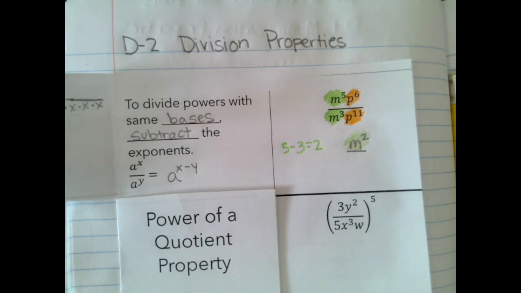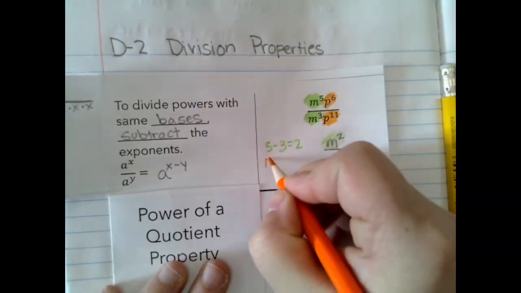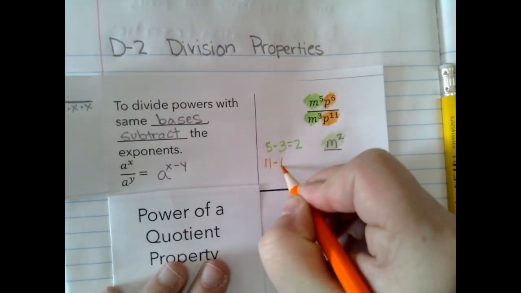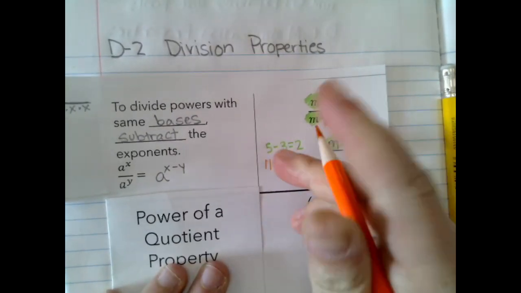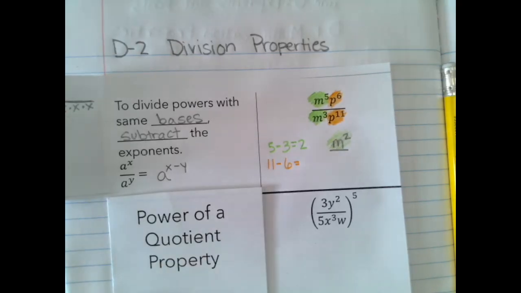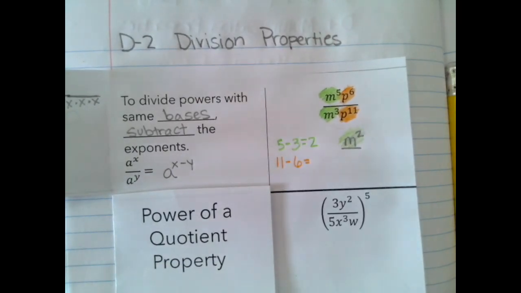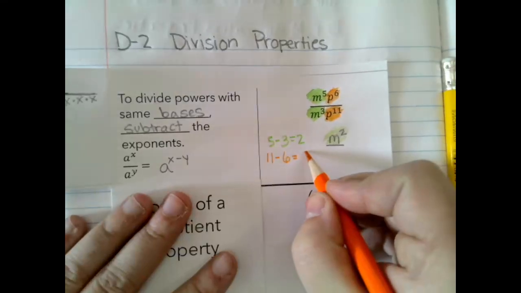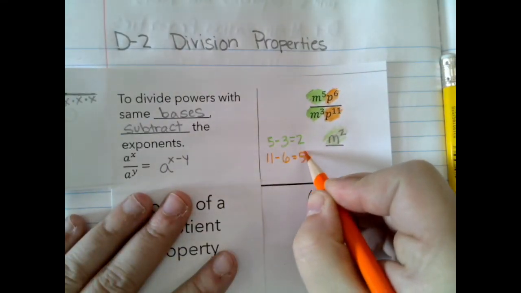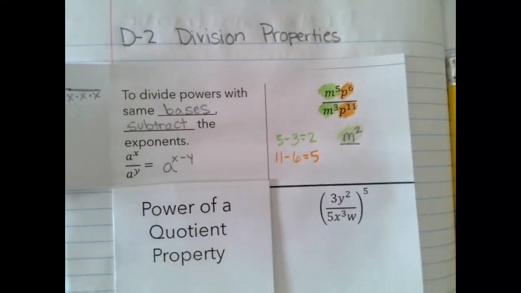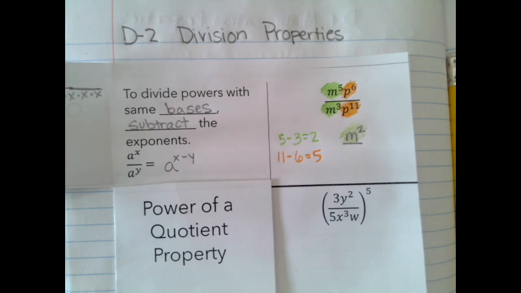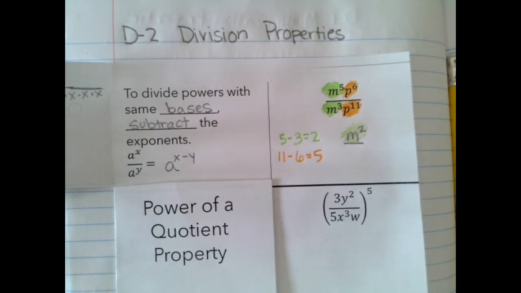All right, what about my p's? How many p's would we have left over once we subtract? I said 6. What did you guys say? 11 minus 6? Yeah. 11 minus 6 is 5. So we're going to end up with 5 p's left over after we make the ones.